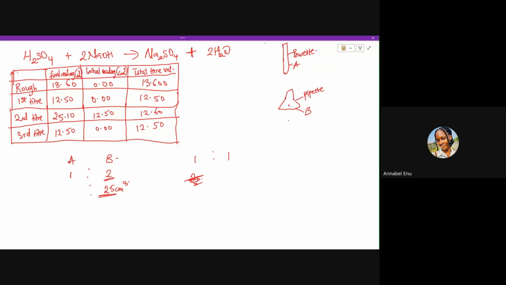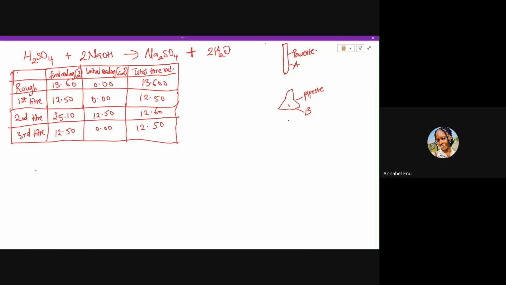All right, so now our rough is quite bigger than the first titer, second titer, and the third titer. Remember what I talked about concordant values. That is, the values of our titers that we're going to be using should be closely together, at least a difference of 0.2, not more than 0.2. And that is what we have here.